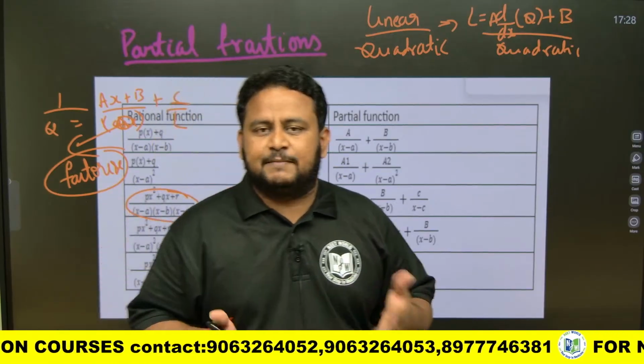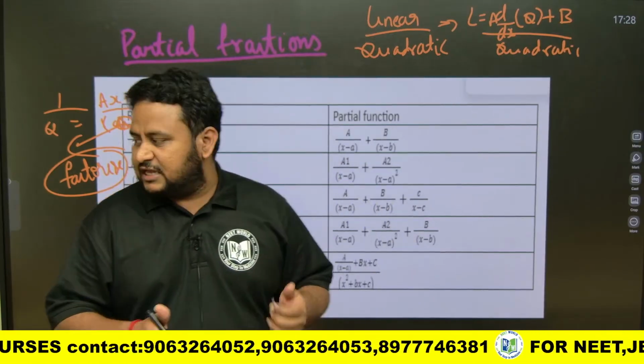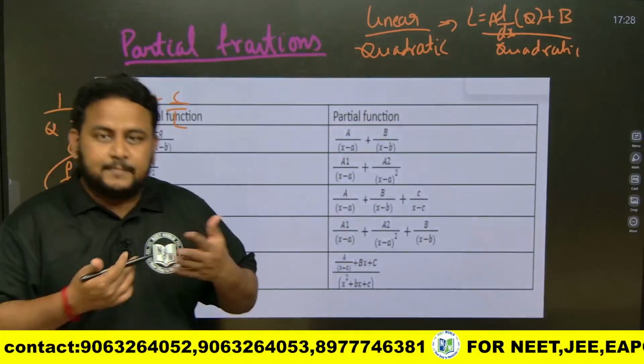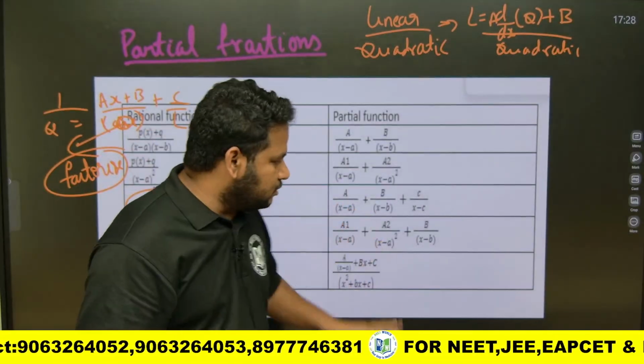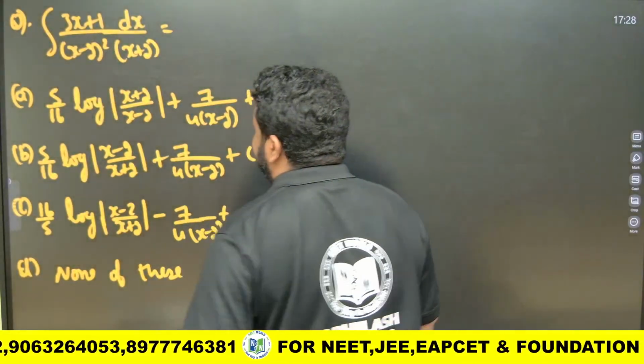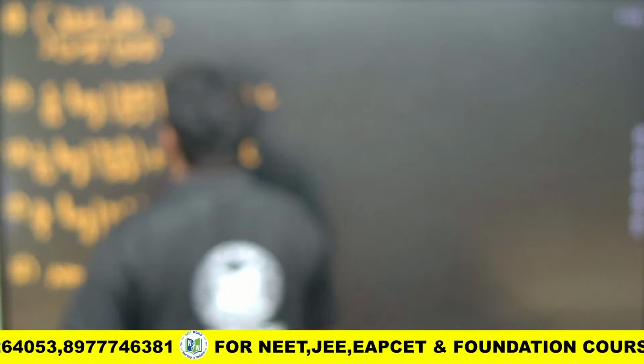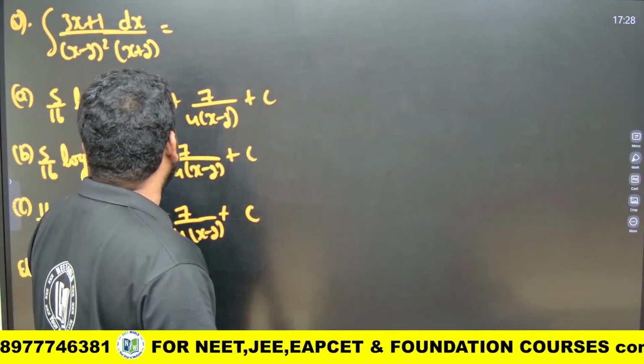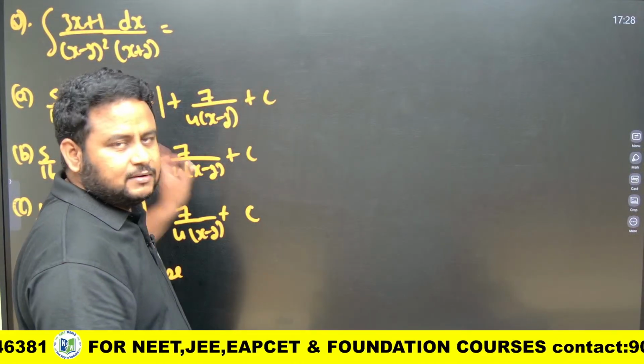That is a thing about linear functions. Then that is the way we solve partial fractions. Got it? Now let us see some questions through which we will understand how to solve questions on partial fractions. So here is a question that they have given: integral of (3x plus 1) divided by (x minus 2) whole square into (x plus 2).